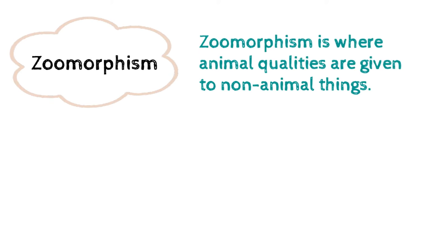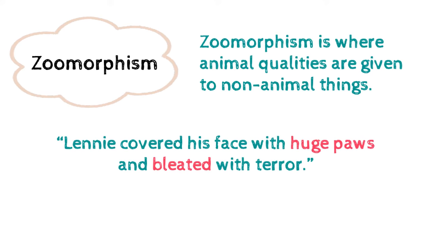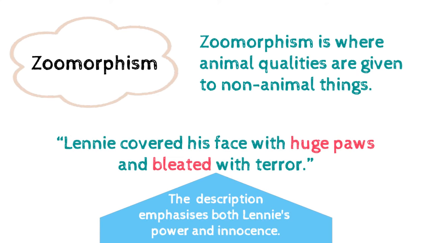Similar to personification is zoomorphism. Again, there's a clue in the name itself. The word zoo refers to animals, so a zoomorphism is where animal qualities are given to non-animal things. A classic example is John Steinbeck's description of the character Lennie in Of Mice and Men. When he is under attack, Lennie covered his face with his huge paws and bleated with terror. The use of paws creates perhaps imagery of a bear, while bleats equates with a sheep. The zoomorphic description suggests both Lennie's size and power, but also his innocence.